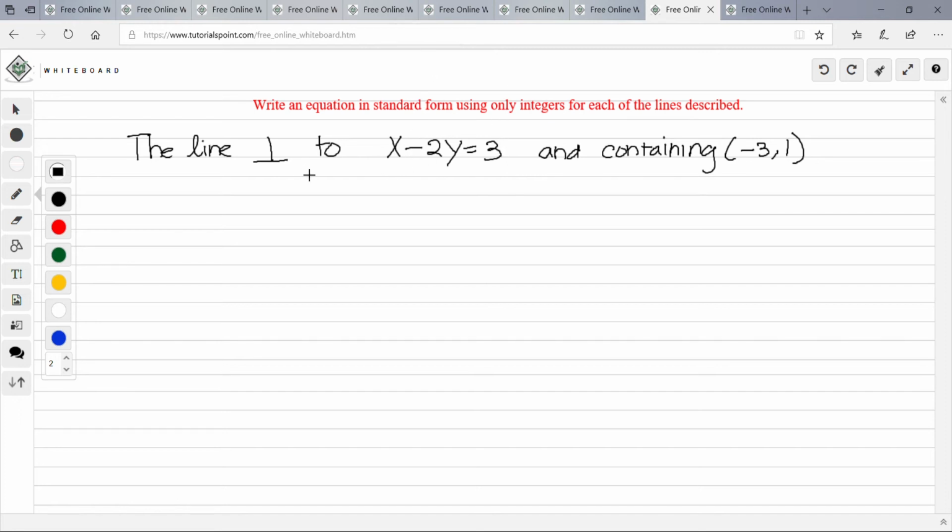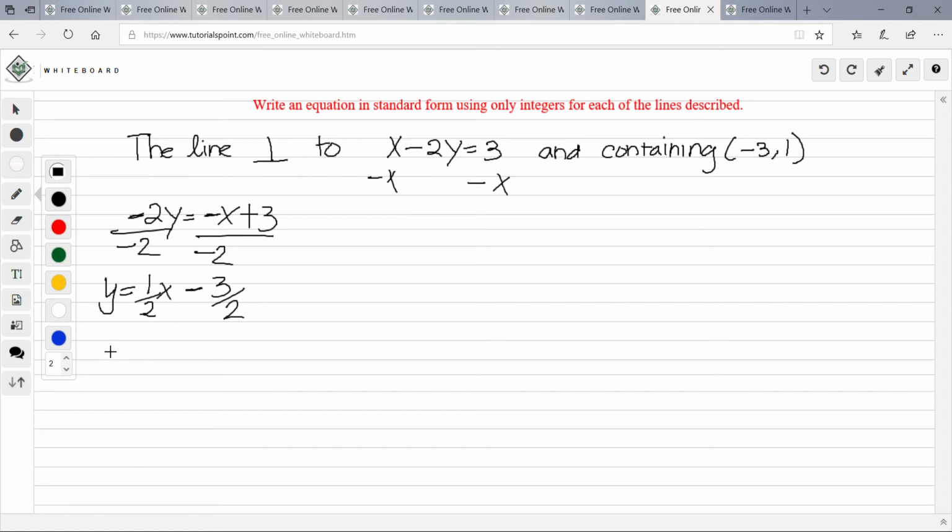So what I'm going to do is subtract x. So you get negative 2y equals negative x plus 3. Divide everything by negative 2. So we get y equals positive 1/2 x minus 3/2. So what is our slope? Our slope, or m1, is 1/2.